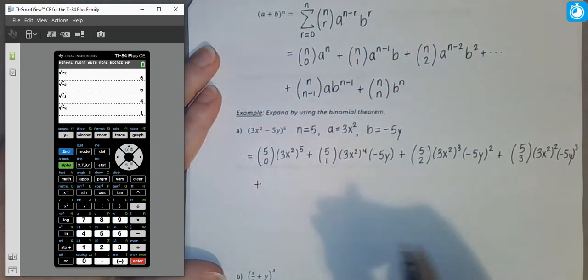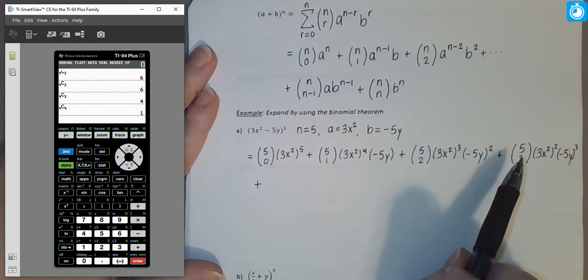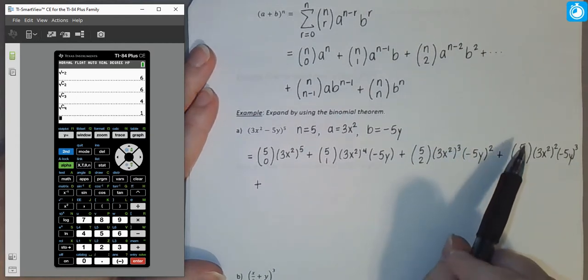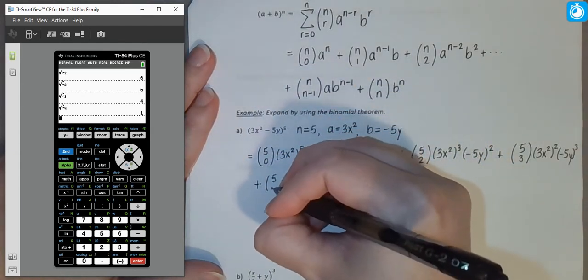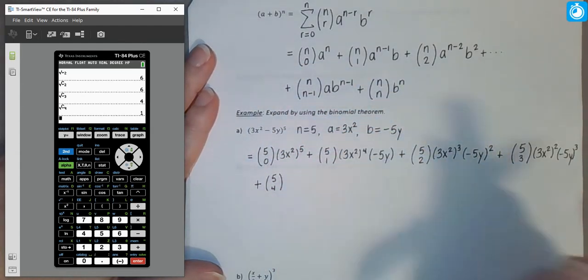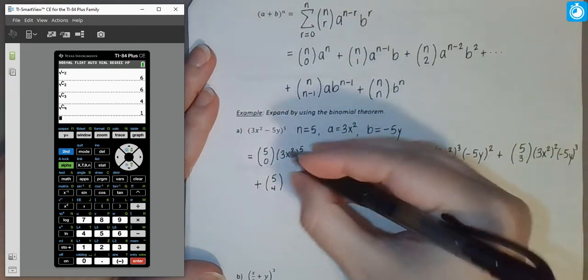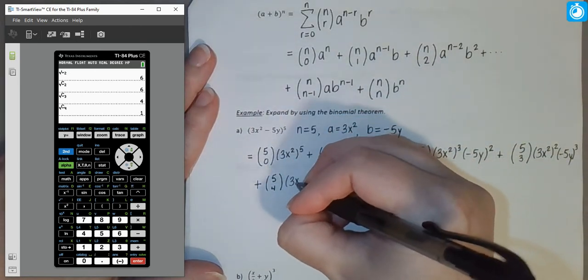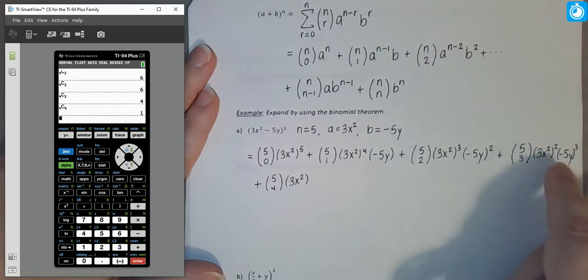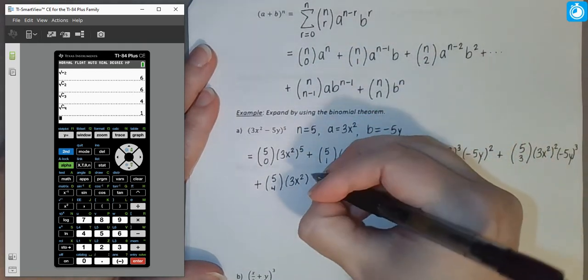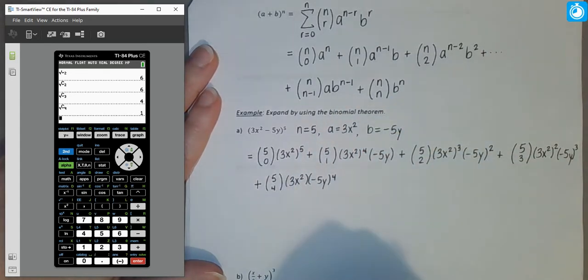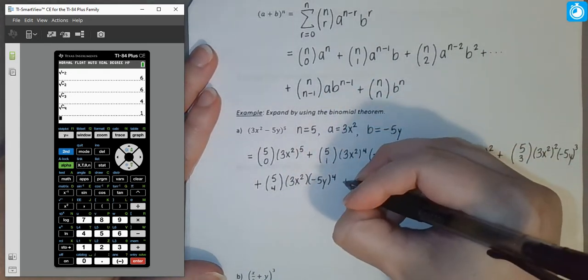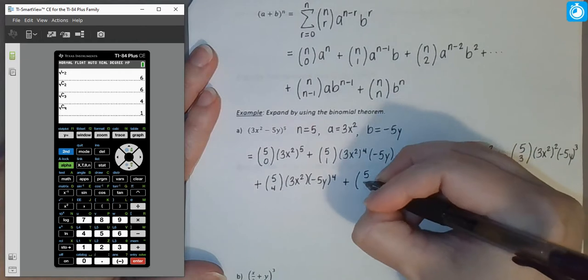Automatically we know we need 2 more terms, so we have to allow r to go to 4 and then go to 5 so that the top and the bottom match. So we have 5 choose 4. Decrease the power on a, so that's going to just be 3x squared. And then increase the power on b, so negative 5y to the 4th power. And then our last term, we have 5 choose 5.